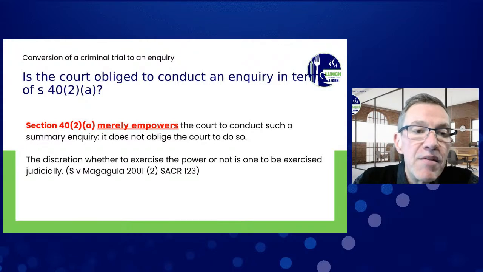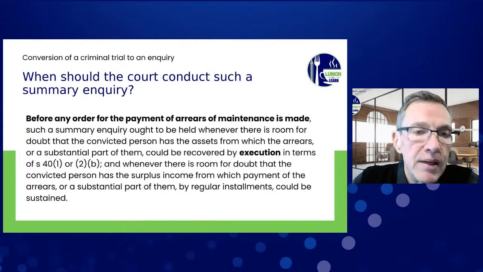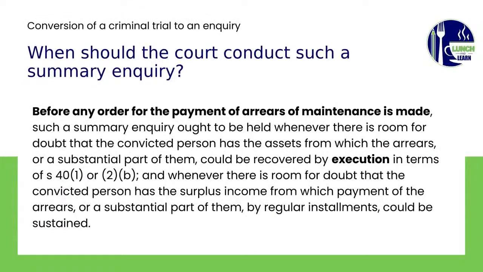It just empowers the court to do that. They are not obliged to do that. To end off on this portion, with regards to a summary inquiry, when should it be done? The Act says that before any order for the payment of arrears of maintenance is made, such a summary inquiry ought to be held whenever there is room for doubt that the convicted person has the assets from which the arrears or a substantial part thereof could be recovered by execution in terms of section 41 or subsection 42. And whenever there is room for doubt that the convicted person has the surplus income from which payment of the arrears or part thereof could be made by installments.